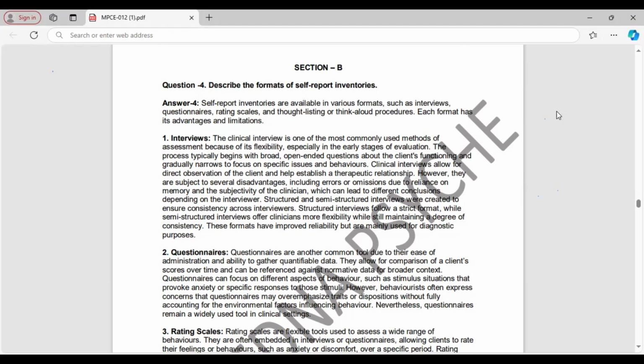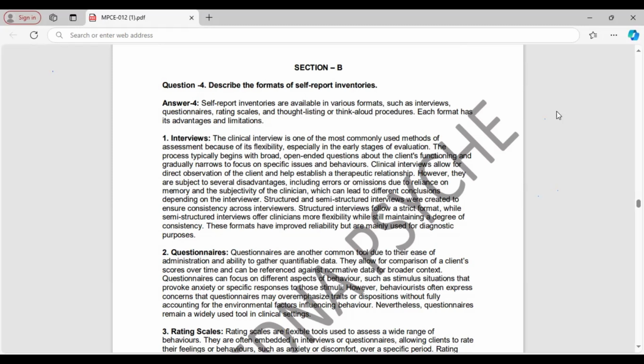However, interviews can suffer from errors due to memory reliance and the subjectivity of the clinician, leading to varying conclusions. Structured interviews ensure consistency, while semi-structured interviews offer more flexibility while maintaining some degree of reliability. These interviews are used primarily for diagnostic purposes.